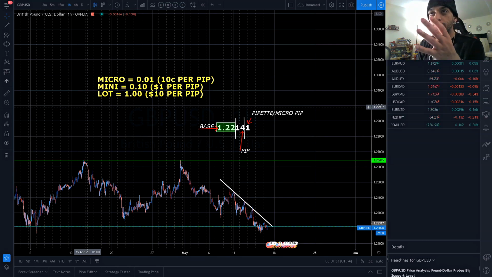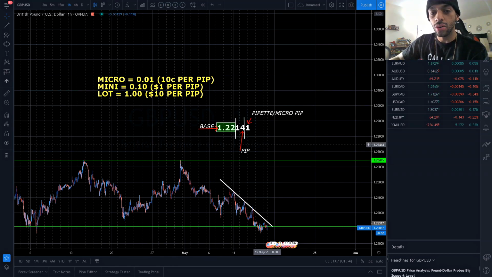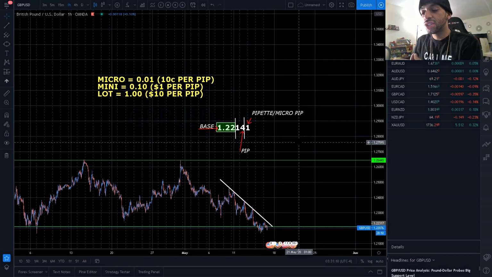For example, the micro lot looks like a penny. It's a 0.01 lot. Even though it looks like a penny, it's actually equivalent to 10 cents. So for every pip that this goes up or down, that's going to be equivalent to 10 cents in the market that you'll either be in profit on or would have lost.